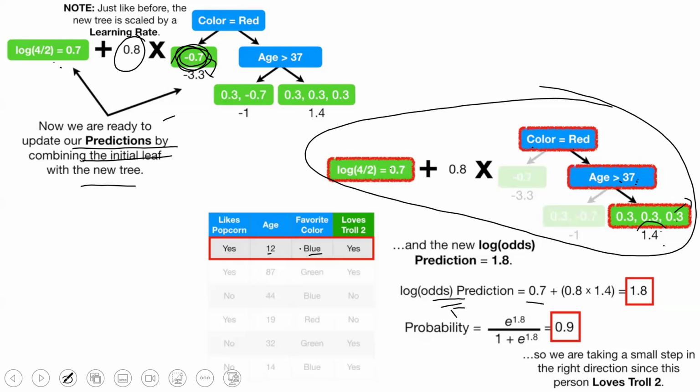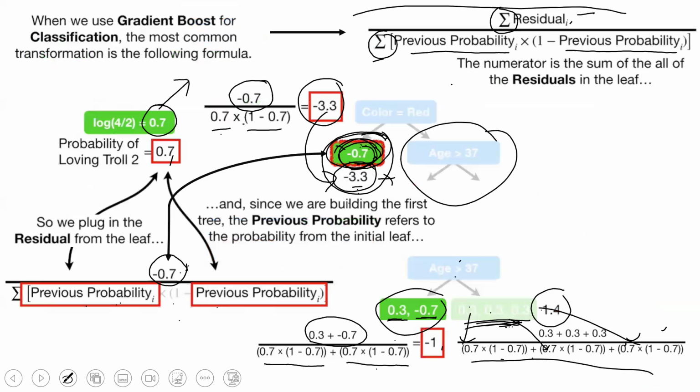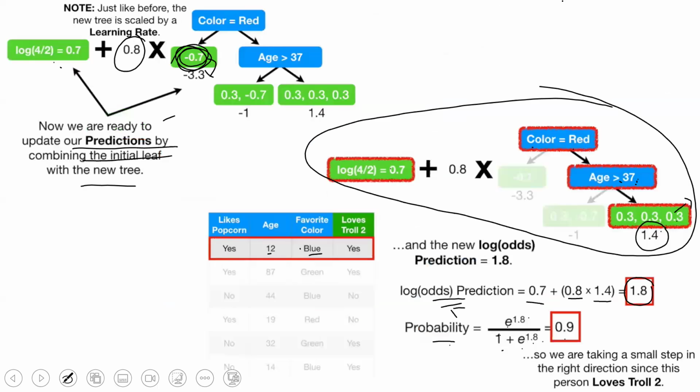The value of this leaf is 1.4. So 0.8 is the learning rate, times 1.4, and we get the log of odds as 1.8. Again, we calculate the probability, which is 0.9. Probability is calculated by e to the power of log of odds divided by 1 plus e to the power of log of odds. I'll show you why we are applying this transformation when I explain the algorithm. It is just converting the log of odds back to probabilities.